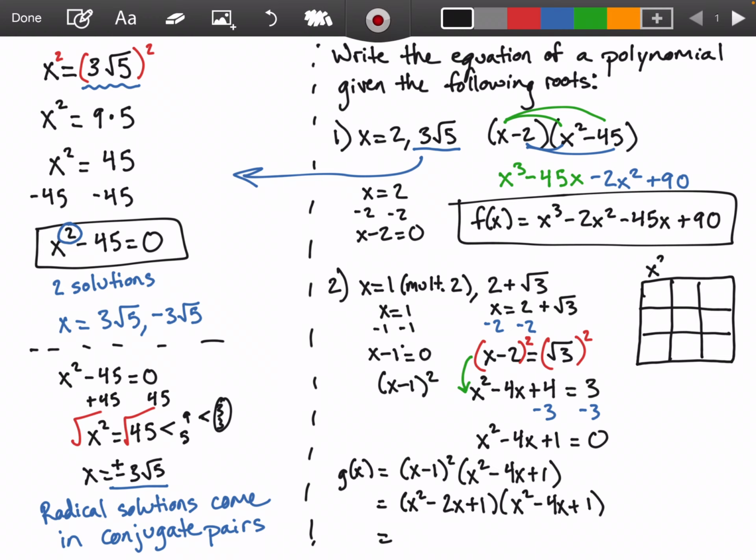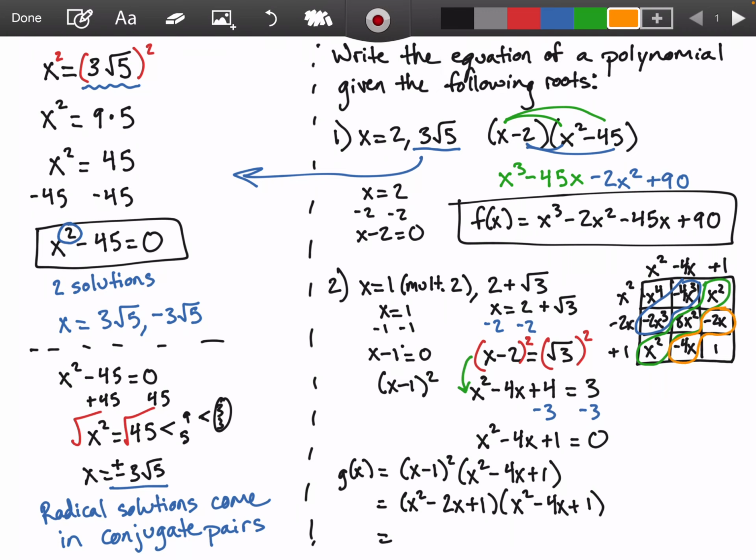So we have x squared minus 4x plus 1, and we have an x squared minus 2x plus 1. So we get x to the 4th, multiply those, negative 2x cubed, x squared, and 4x cubed, 8x squared, minus 4x, and now we have an x squared minus 2x plus 1. And now I'm just going to combine my like terms, because our like terms end up on our diagonals, which is so convenient. Love to see it.